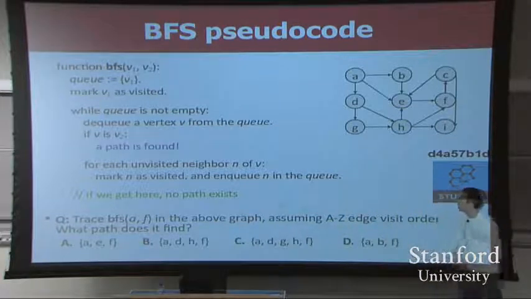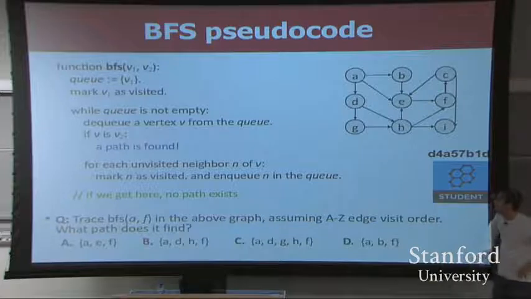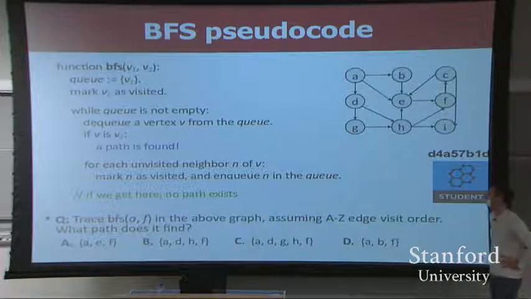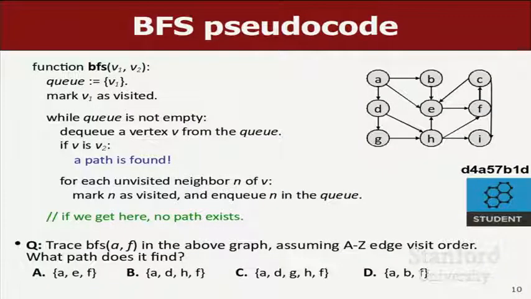So in light of that, what path would it find from A to F? I guess it's hard to read. It's on the bottom of the slide. Choice A says it would find the path AEF. Choice B says it would find the path ADHF. Choice C says it would find ADGHF. And choice D says it would find the path ABF. So which one does it find?